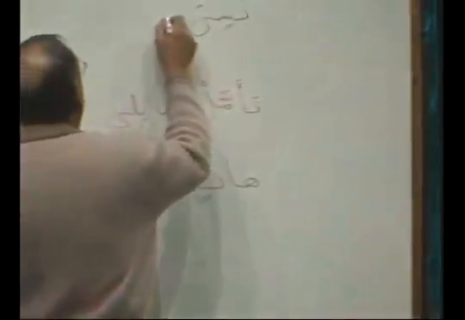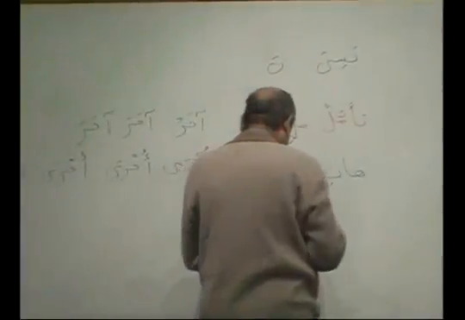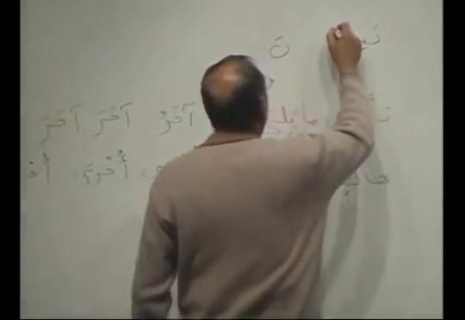So here is nasitu. I forgot. What is the verb, brothers and sisters? Nasiya. And you put here noon, and this will change into sukun. What will happen to nasiya? It will become nasina, not hasina. Nasina. Nasina, nasita, nasituma, nasitum, nasiti, nasituma, nasitunna, nasitu, nasina. Okay, brothers and sisters?